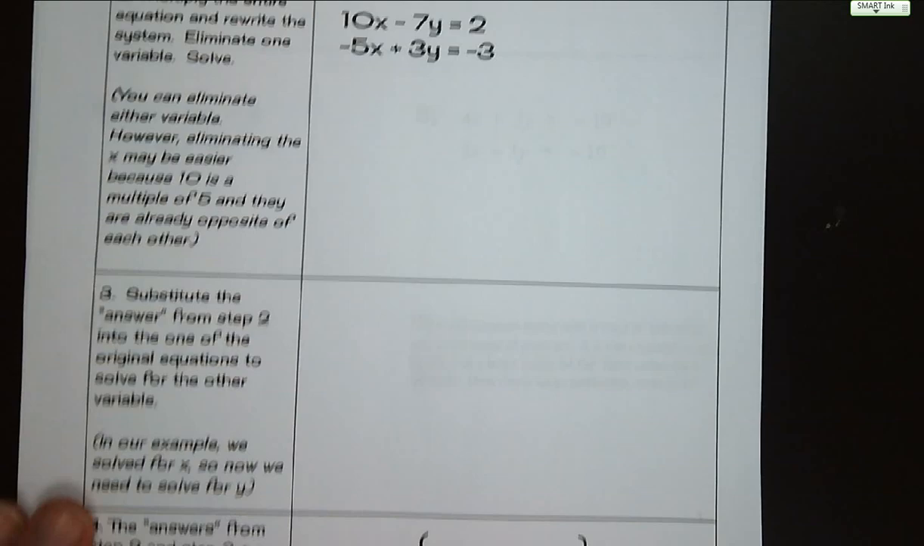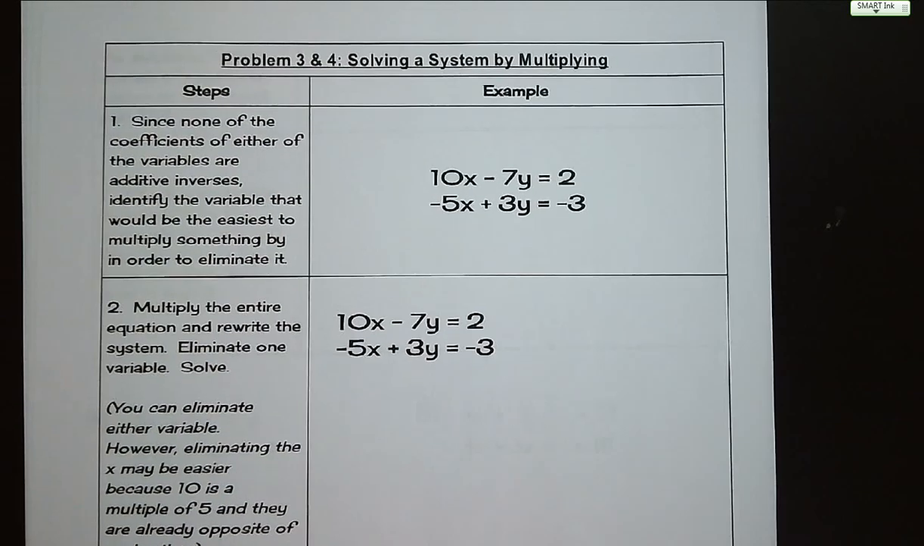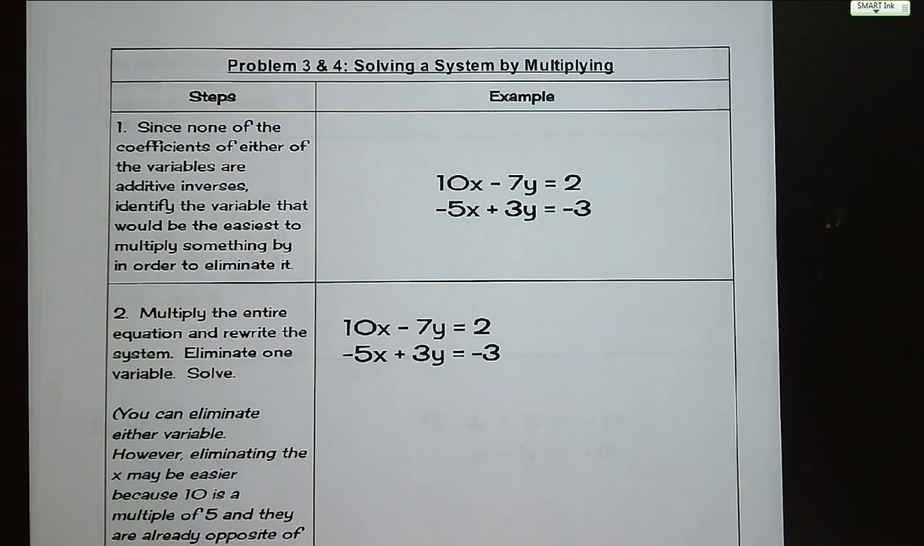Moving on to the next page, problems 3 and 4. These are problems where we are going to have to solve a system of equations where we don't have additive inverses, but we're pretty close. So in number 1, since none of our coefficients are additive inverses, we need to look at which ones would be the easiest to multiply by something in order to eliminate it.